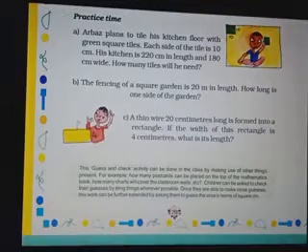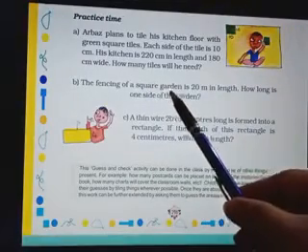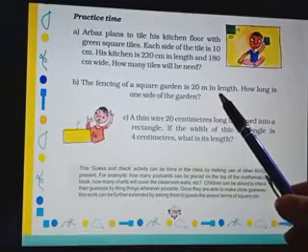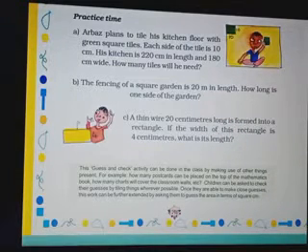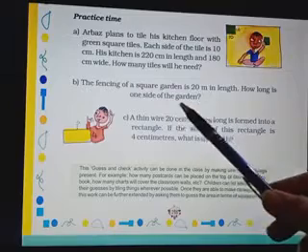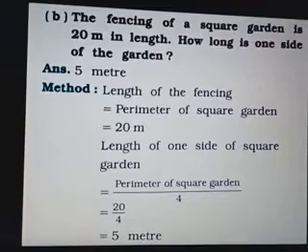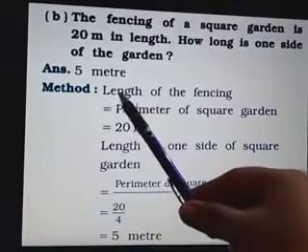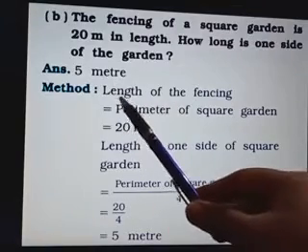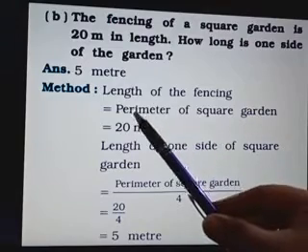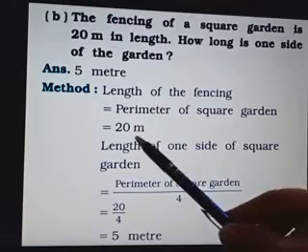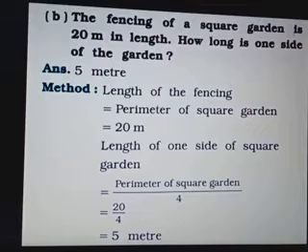Our next question. The fencing of square garden is 20 meter in length. Fencing, they are talking about fencing, right? So fencing of square garden is 20 meter in length. How long is one side of the garden, right? First of all, we will solve the sum by method. Length of fencing equal to perimeter of square garden equal to 20 centimeter.